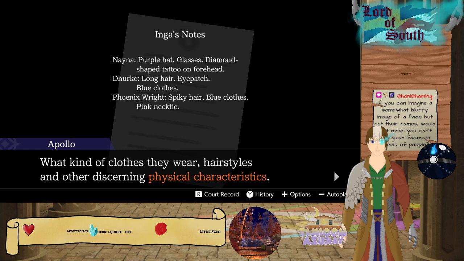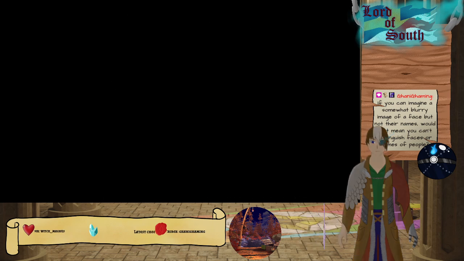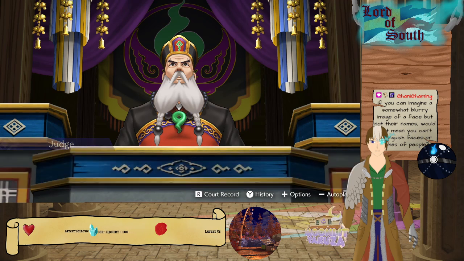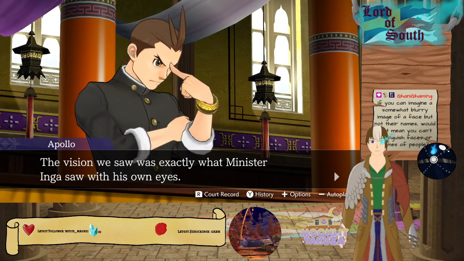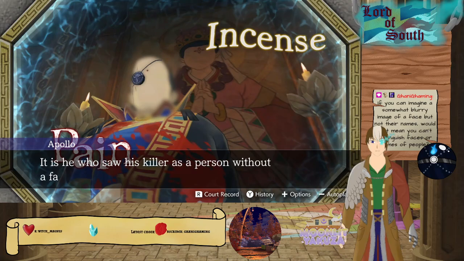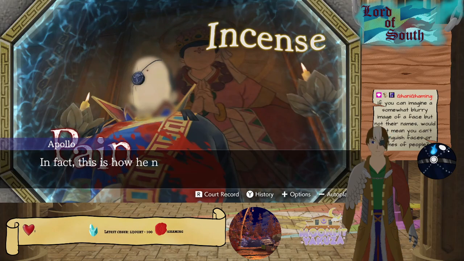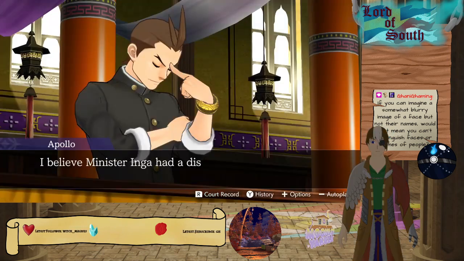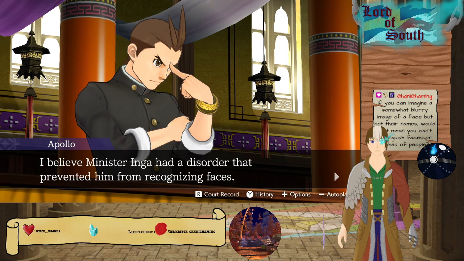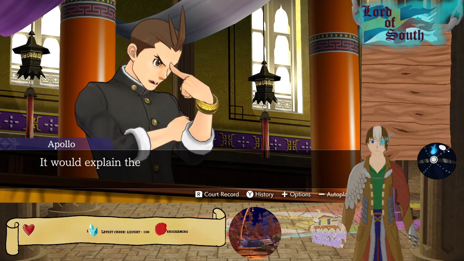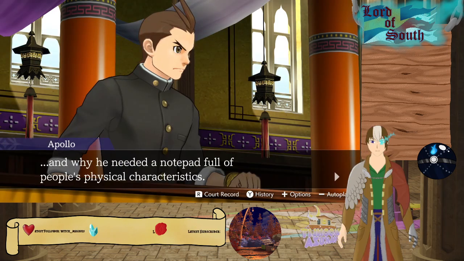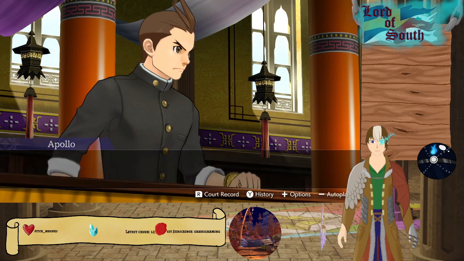What kind of clothing they wear, hairstyles, and other discerning physical characteristics. And this is connected to the faceless nature of the killer. The vision we saw was exactly what Minister Inga saw with his own eyes. It is how he saw his killer, as a person without a face. In fact, this is how he normally saw everyone around him. What's this? I believe Mr. Inga had a disorder that prevented him from recognizing faces. It would explain the faceless being, and why he needed a notepad full of people's physical characteristics.